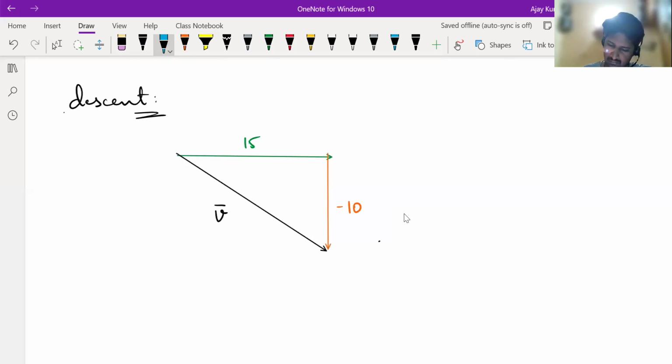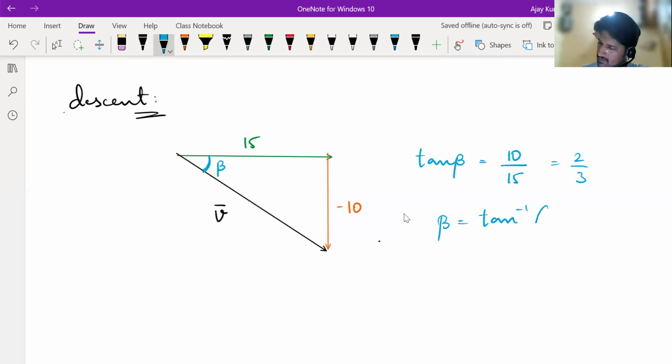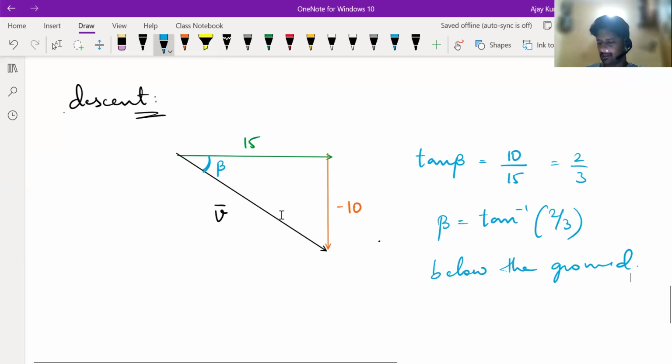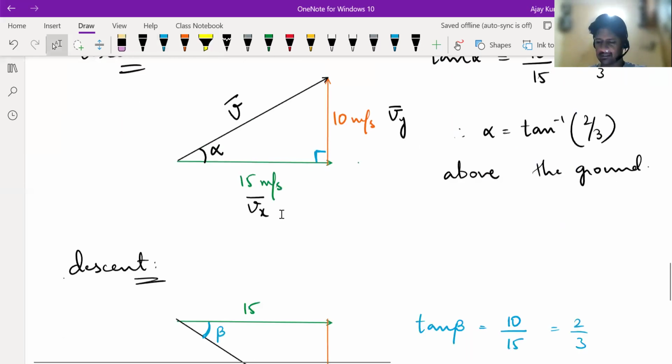Now also we can tell what angle it makes with the ground. Let's call this angle beta. Tan beta: the opposite side is 10 units long, the adjacent side is 15. So again, 2 by 3 itself you will get. So beta is tan inverse 2 by 3. But this time that angle is made below the ground. Okay. So visualize it, imagine it like this, all of you.